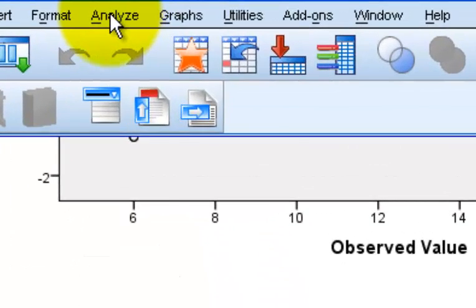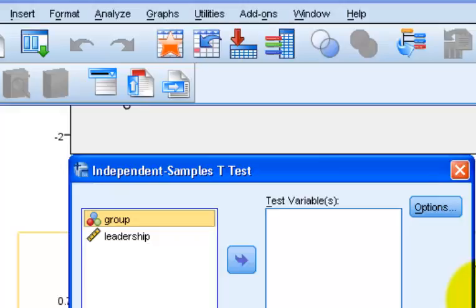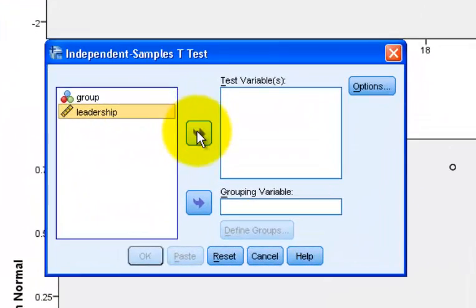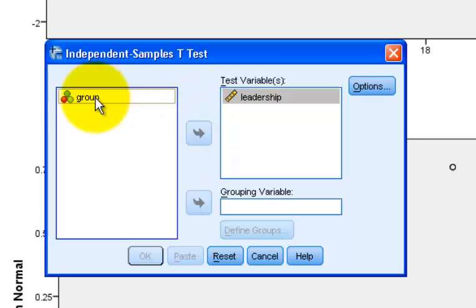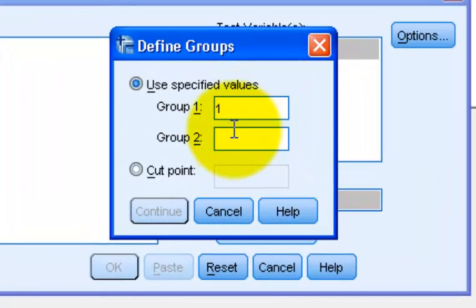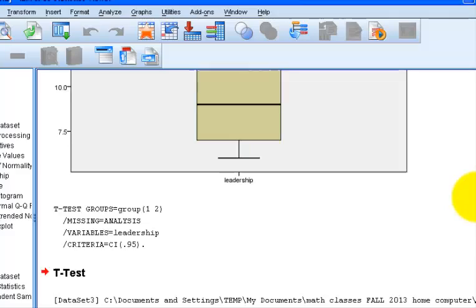So now we're going to go to Analyze, Compare Means, Independent Samples t-test. Okay. Your testing variable, or your DV, is leadership, and your grouping variable is your grouping variable. So you have to define the groups. Okay, so we had 1 was for manager, 2 was for staff. And I think we're good to go. Click OK.